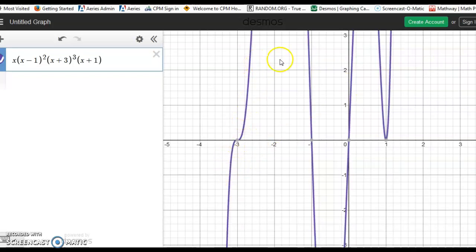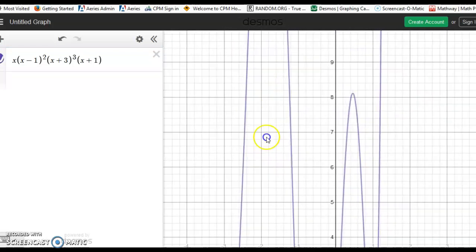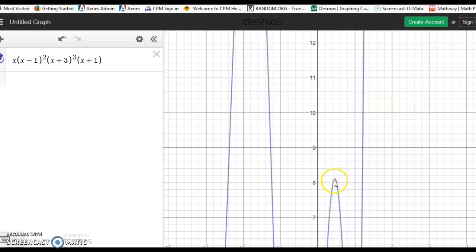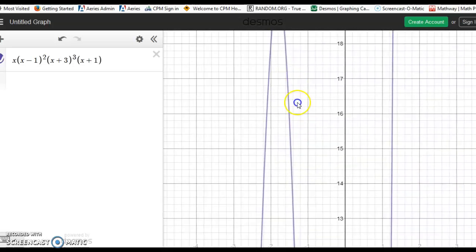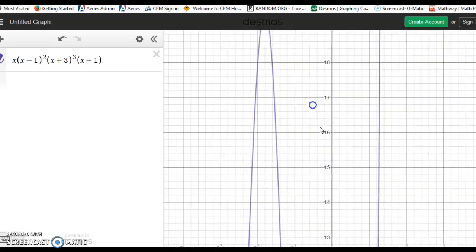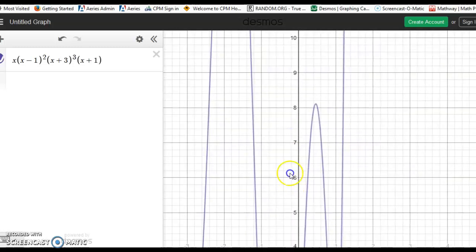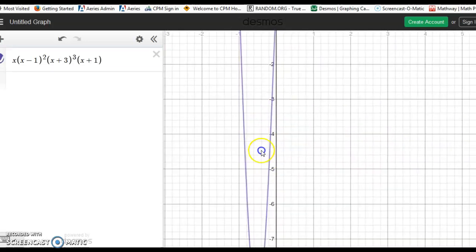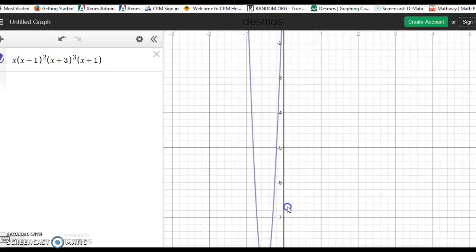I can see it kind of goes up. We don't really know how high it goes. Look, notice that this is a relative maximum point. Notice we have another relative max point all the way up here. Come back down. We have a relative min point. So here's a relative min point down here.